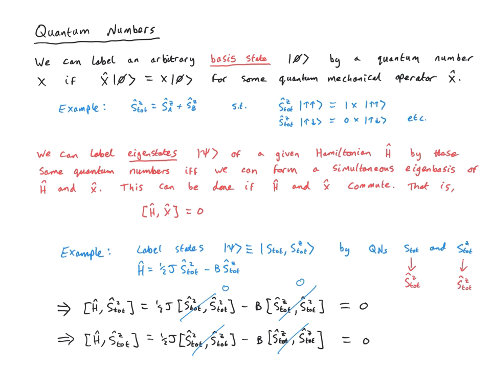Likewise, the operator for s total z also commutes with the Hamiltonian, as we see explicitly here. This tells us that we can label our eigenstates of the Hamiltonian psi in terms of our quantum numbers s total and s total z. Indeed, we showed explicitly earlier in the lecture that this is the case. The wave functions that solve the Schrödinger equation for this Hamiltonian can indeed be labelled in terms of their total spin and total spin projection.